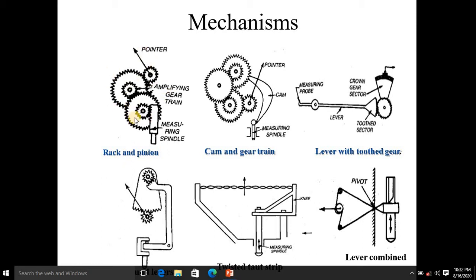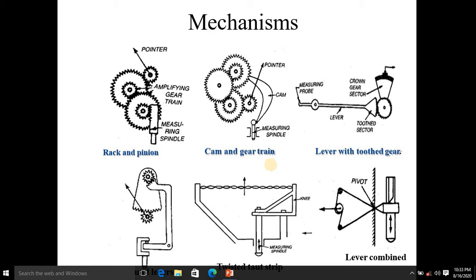So this is number one, a rack and pinion mechanism. The measuring spindle is integral with this rack, and it engages with the pinion, which amplifies the movement of the plunger. Look at this, this is the plunger. One by one, the gearing arrangement is connected with each other as per our requirement of magnification. So this is the first mechanism, what we call a rack and pinion, which is used in mechanical comparators.